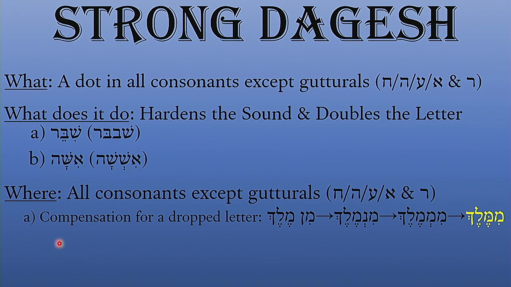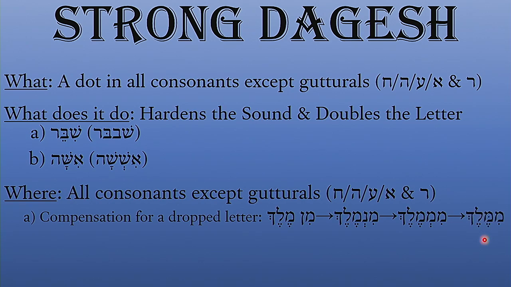The mem essentially drops. And when this mem drops, you put the dagesh inside the mem to let us know one of the mems has dropped. Originally, it was a noon. It became a mem because you said it so fast, and you drop it, but you put a dagesh inside one of the mems that remains in order to let us know, hey, there was a letter here, it fell away, but we're going to put a strong dagesh to let us know that there used to be a letter here. Okay, we'll take a look at this as we keep reading the text further.